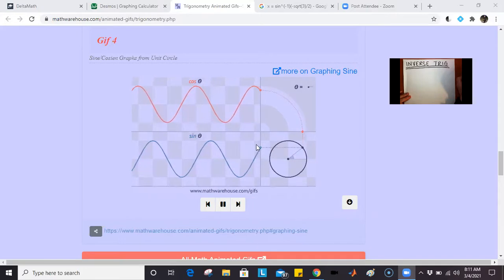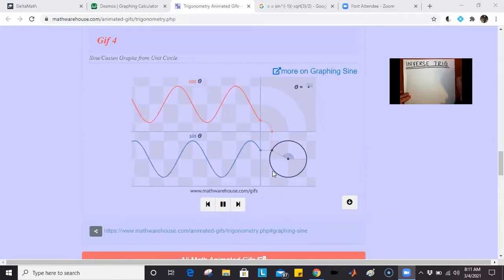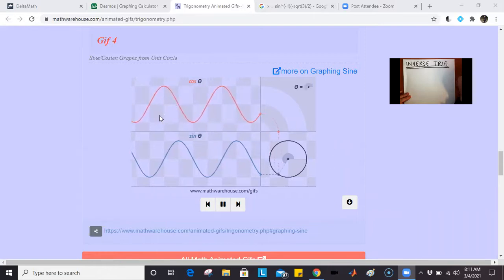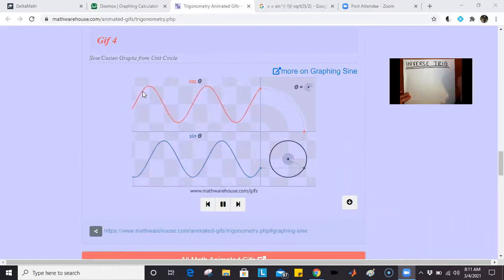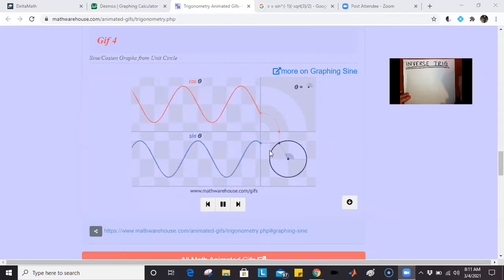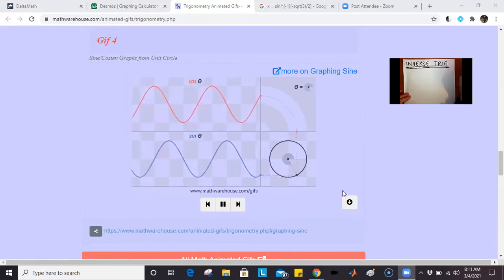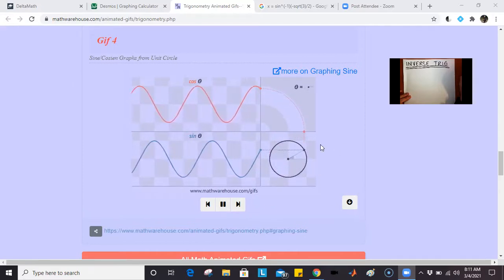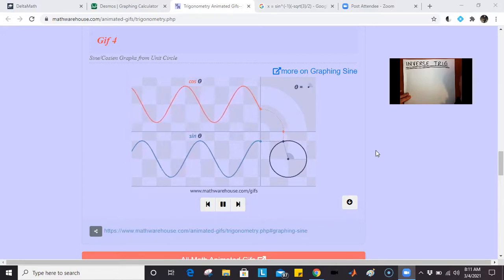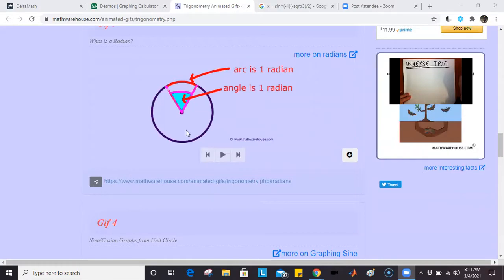And the blue graph here is the y value as this dot traces around the unit circle. And as we talked about before, but now it might make more sense, the cosine of theta as we walk around the circle is the x value, and the sine of theta is the y value. So very cool to see things graphically like this. This website has some great GIFs. I'm going to show you two more.